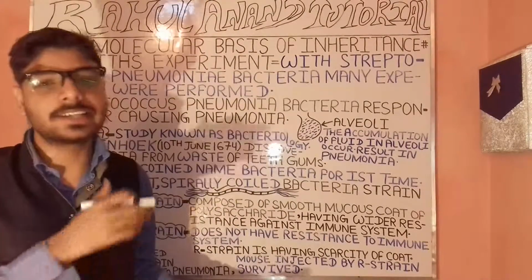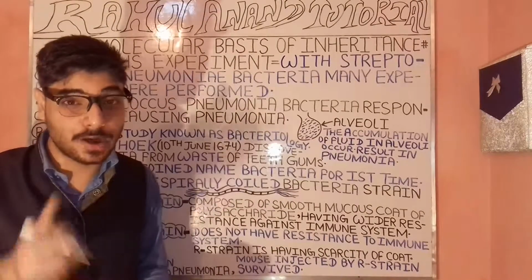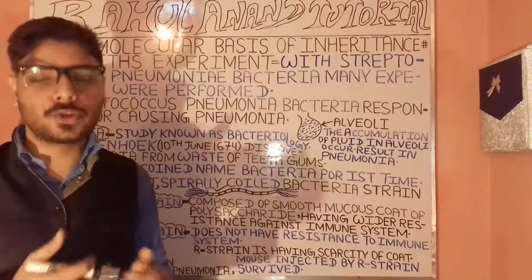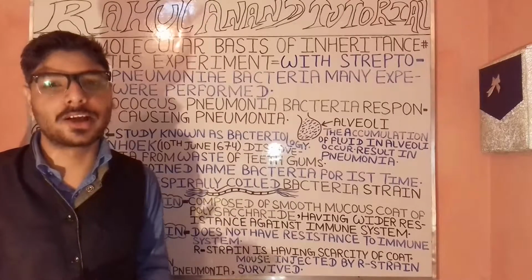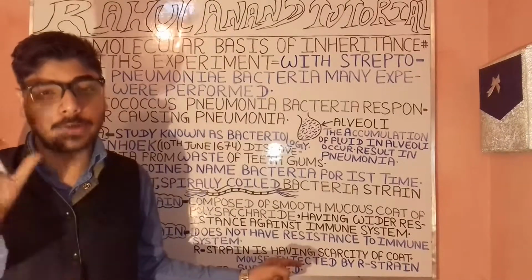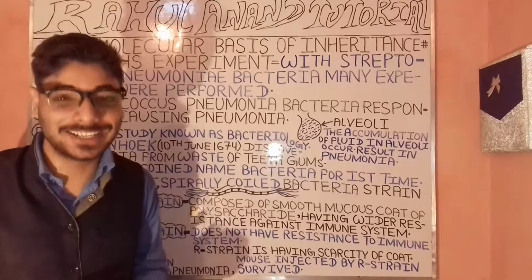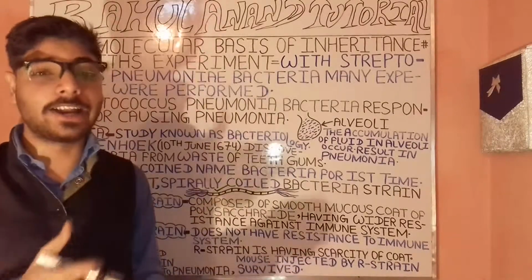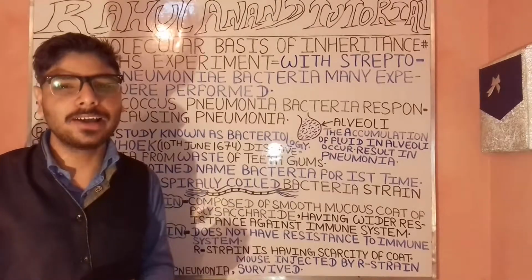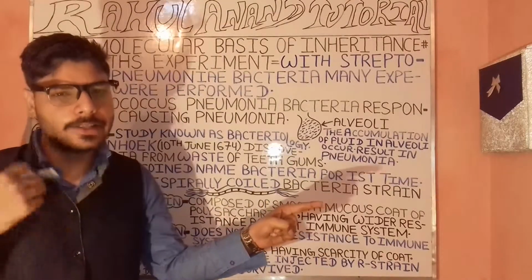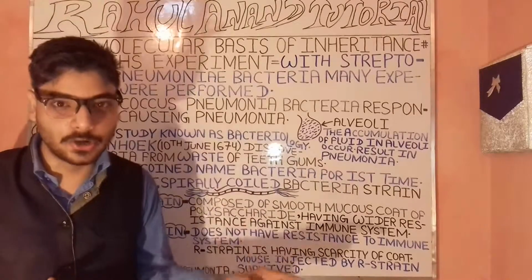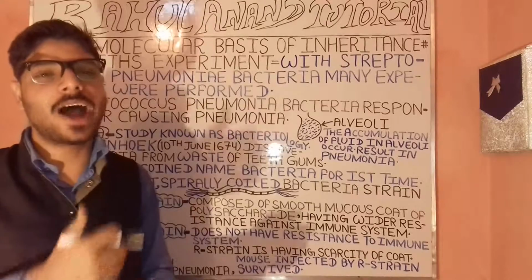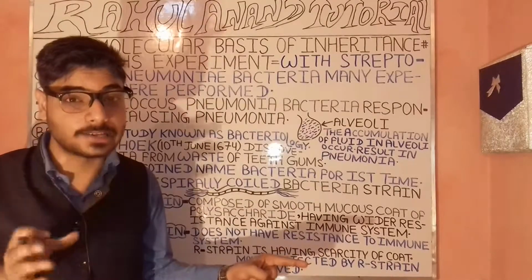The S strain is composed of the smooth mucus coat of polysaccharide. What are these polysaccharides? Remember, carbohydrates are often divided into three broad categories: the monosaccharide, then the polysaccharide, then the oligosaccharide. The carbohydrate which could be broken down, hydrolyzed in terms of what?